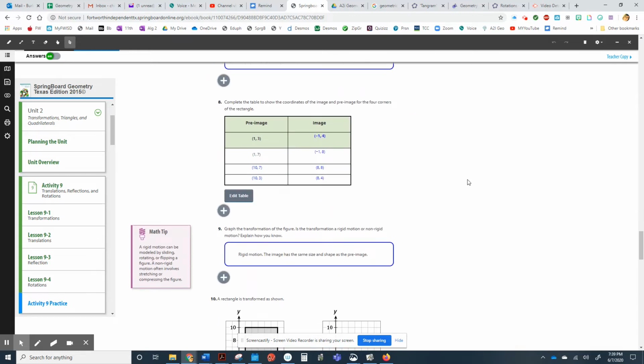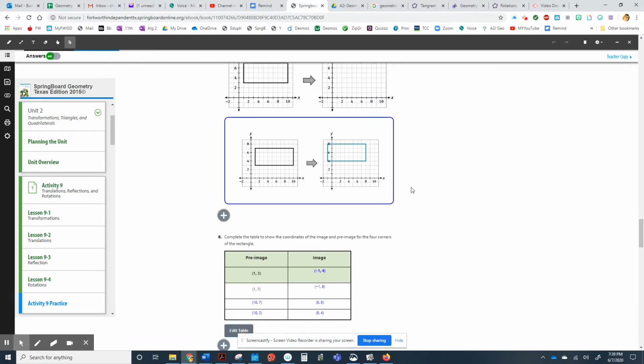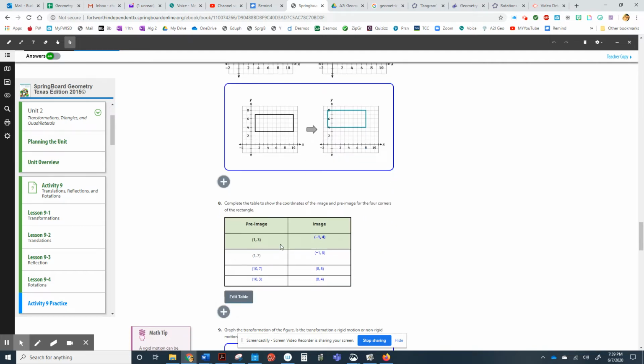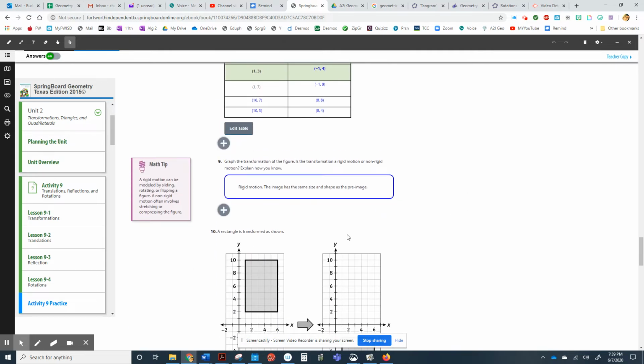Okay, here are the ordered pairs. You could take this ordered pair, and what do we do to it? Subtract 2 and add 1. 1 minus 2 is negative 1, and 3 plus 1 is 4. And you can do that for the rest of them. There are those ordered pairs. Is it rigid motion? Yes, it was rigid motion because it maintained the same size.